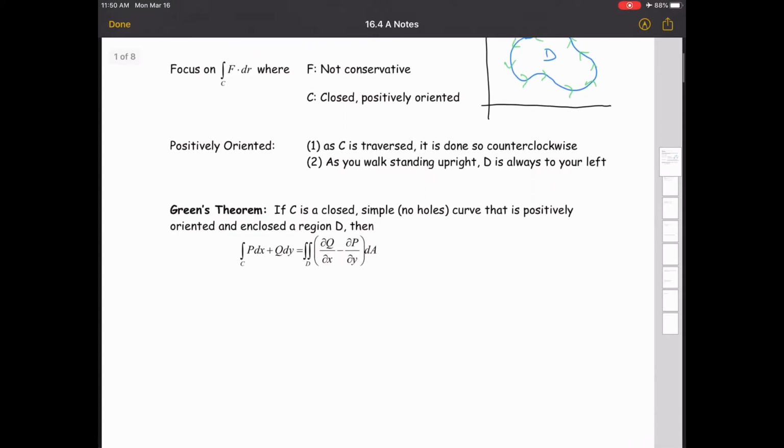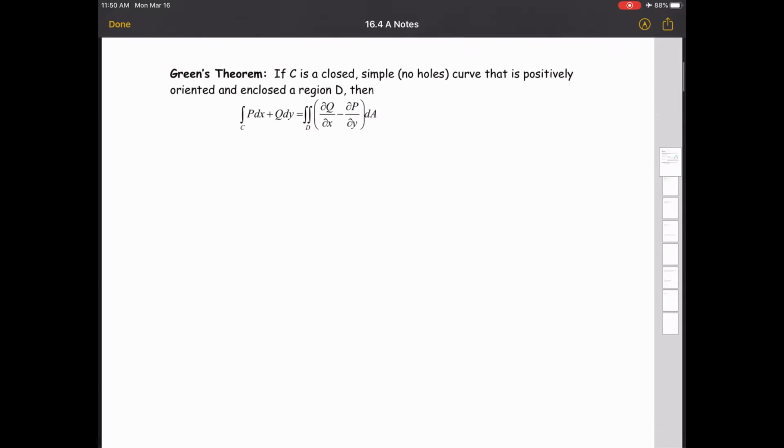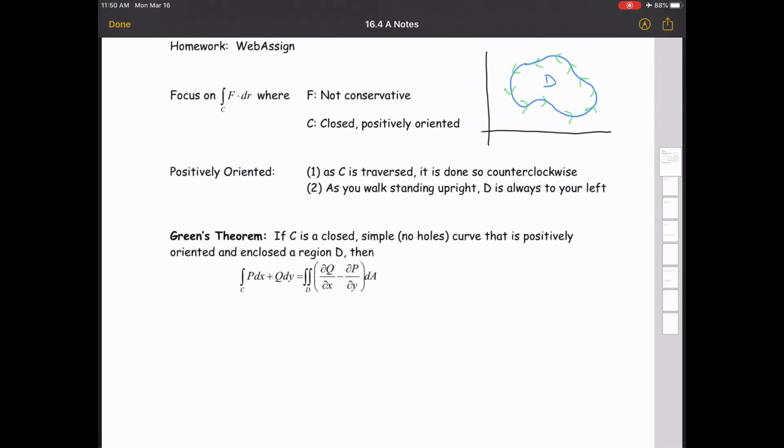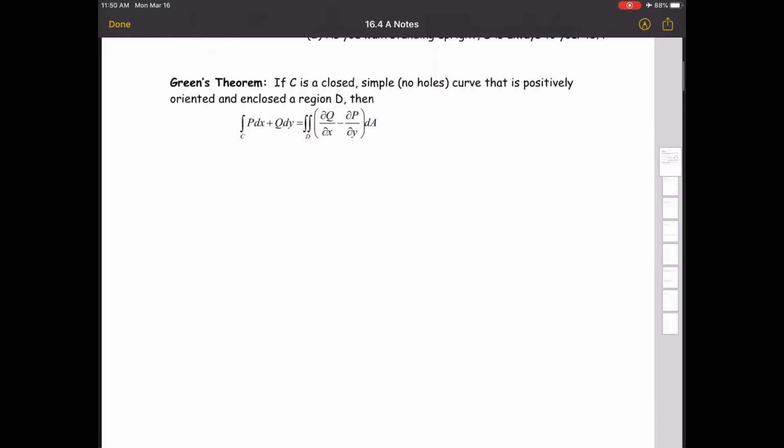So if C is a closed simple curve, which means no holes in it, as you can see up here with D, there were no holes inside of this. In this figure, it almost looks like maybe a swimming pool, but within the swimming pool there would be open space with no water or something. That'd be really weird to think about, but that's what it means. So there can be no holes within the inside of it, and the curve is positively oriented, and it encloses a region D.